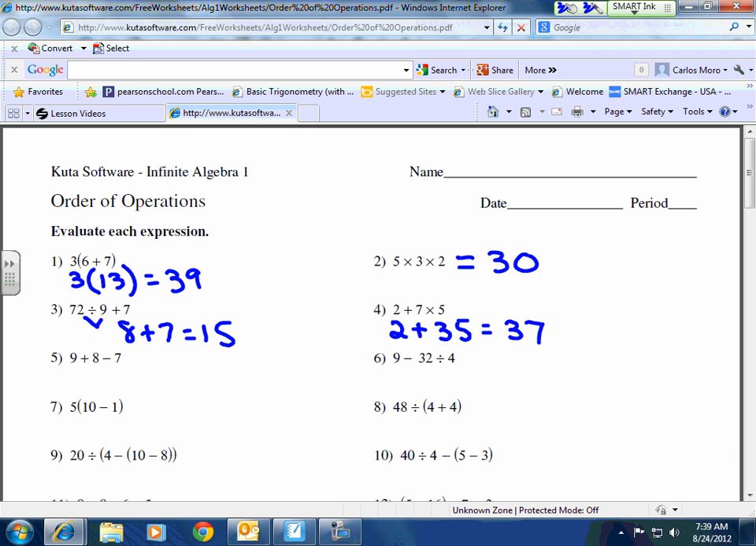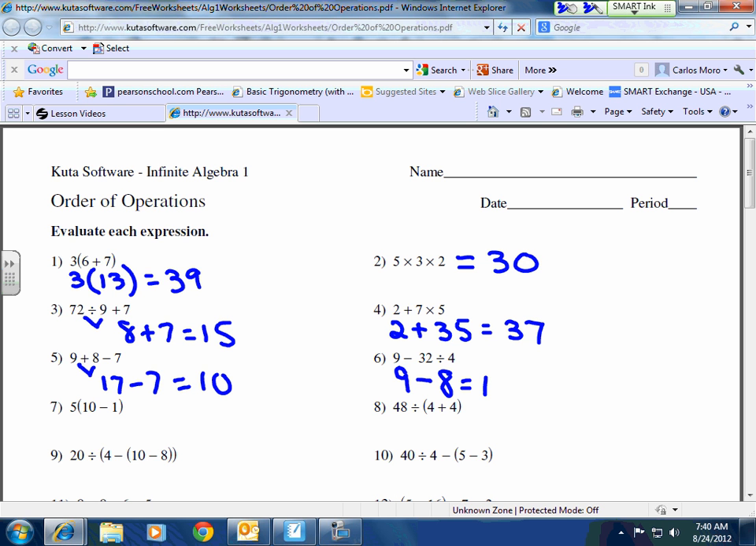9 plus 8 minus 7. 9 plus 8 is 17 minus 7. We're looking at 10. 9 minus 32 divided by 4. Please do not subtract first. Follow the order of operations. This is going to be 9 minus 32 divided by 4, which is 8, and that equals 1.